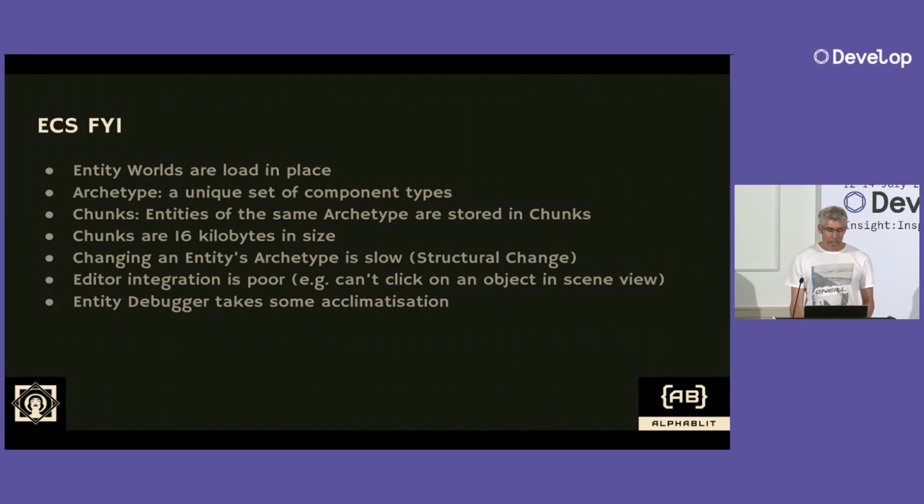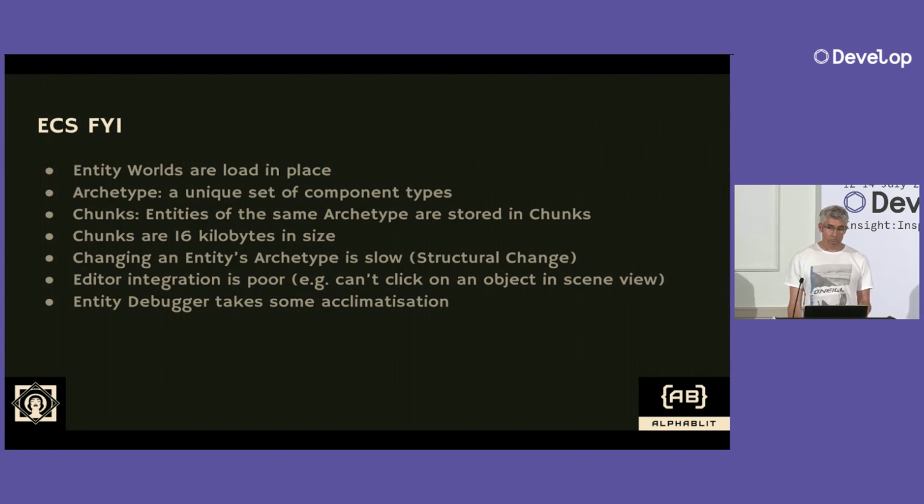So just to throw some ECS terminology at you, entity worlds are the collection of the component data and the entities, and they are load in place, which makes them really quick to load. An archetype is a unique set of component types, and entities of the same archetype have their component data stored in what Unity refer to as chunks. These chunks are 16K in size. Something to watch out for is changing an entity's archetype, which means adding or removing a component, is very slow. They call that a structural change, so you have to manage these carefully.